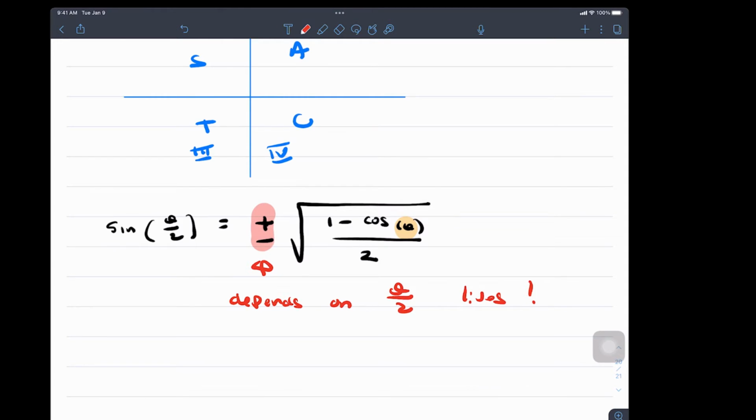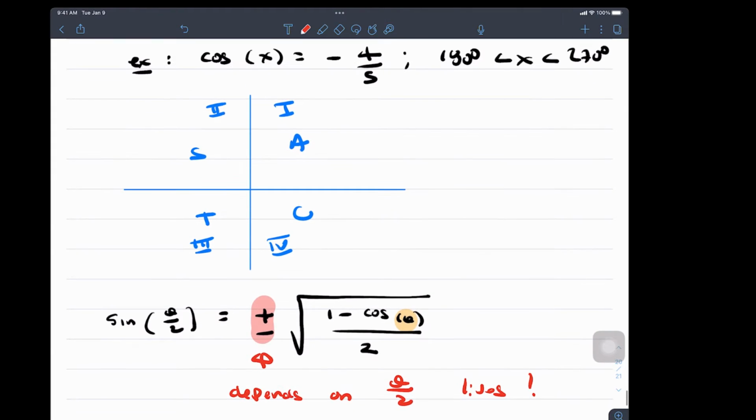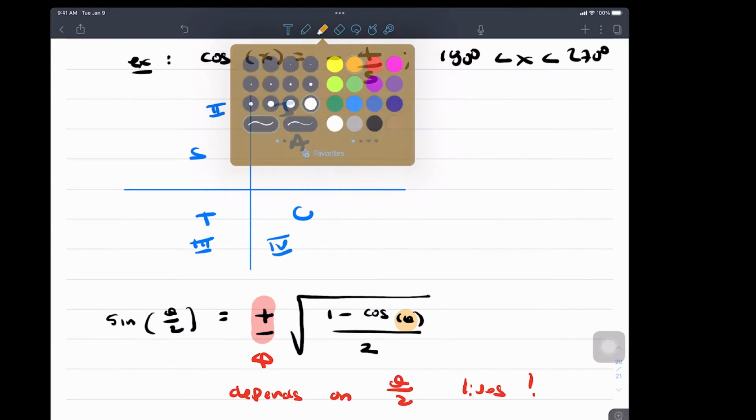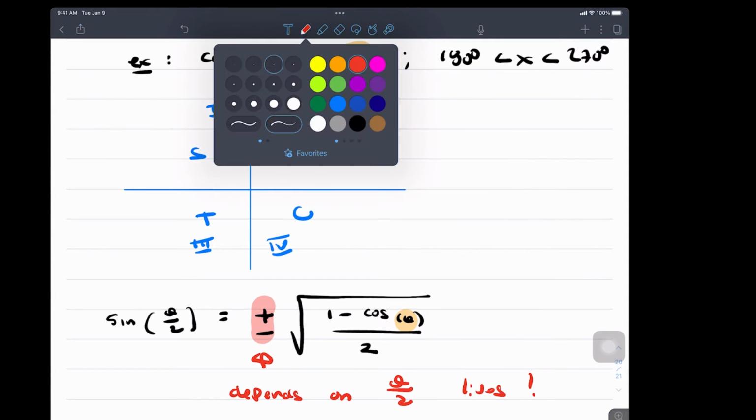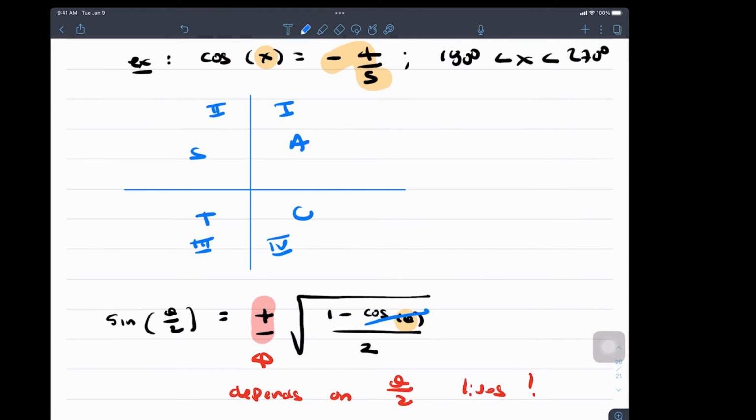Because you already got cosine of the angle. What's cosine of the angle? This is the angle they're talking about. I know I put theta, but they want you to put here that negative 4/5. So this portion here, you're going to put negative 4/5 here. You already have that because they gave it to you.